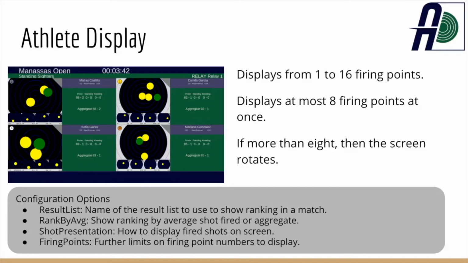For those of you who are interested in the different options you have to configure this on your own, we first have the result list. So you'll see a little circle at the top left of each of the boxes. That's the rank of the athlete for this particular match, and it is live. And you can choose the second option to show the ranking by average shot fired or by accumulated shots. And then we have a third option for shot presentation. Do you want to show all the shots? Do you want to show the last 5? Do you want to show the last 10? That's one option. And then you can actually further limit the number of firing points on a display.